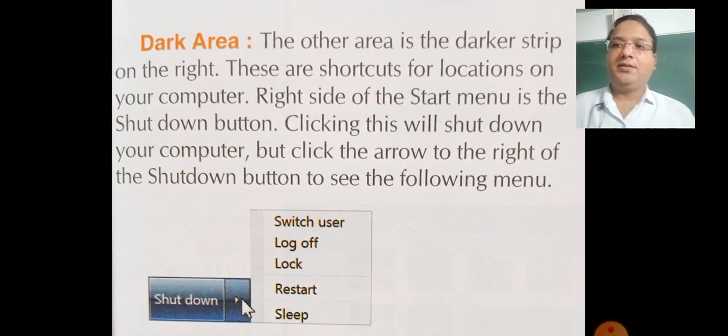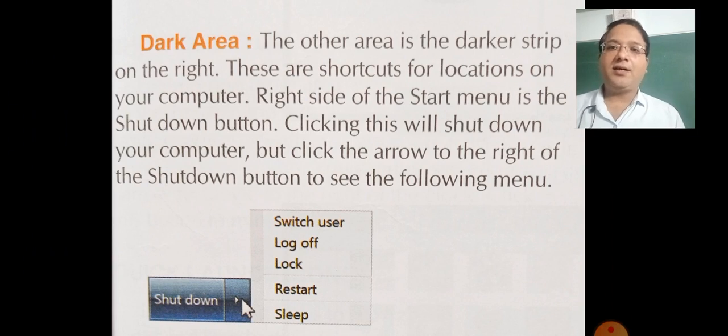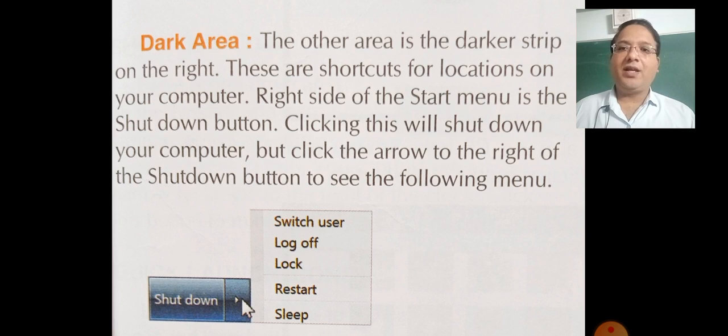Now dark area. The other area is the darker strip on the right. These are the shortcuts for locations on your computer. Suppose if you want to access your computer drive like C drive, D drive, E drive, F drive, etc. So you can access from the dark area. Right side of the start menu is the shutdown button. Clicking this will shut down your computer.